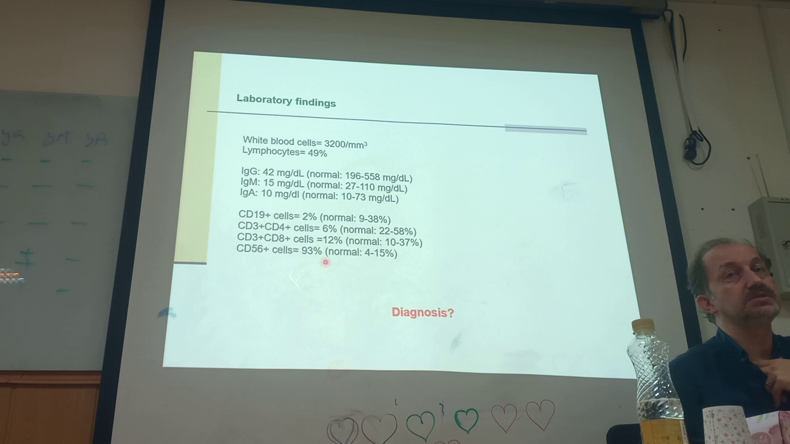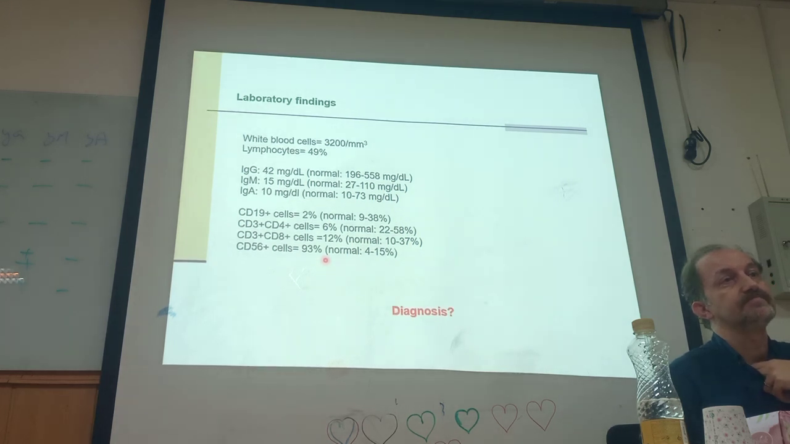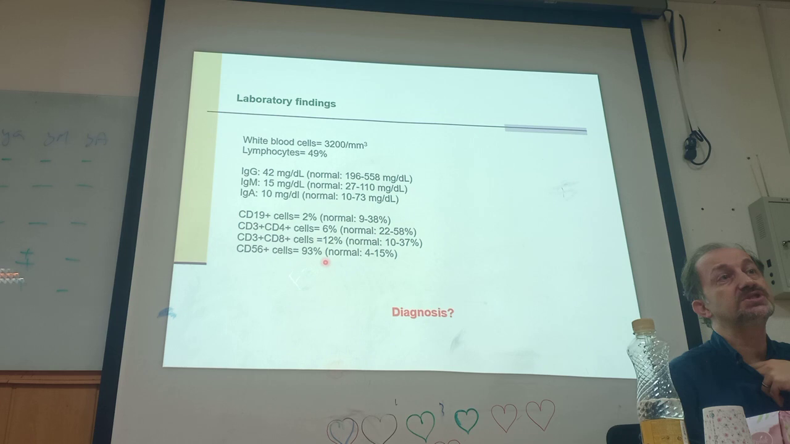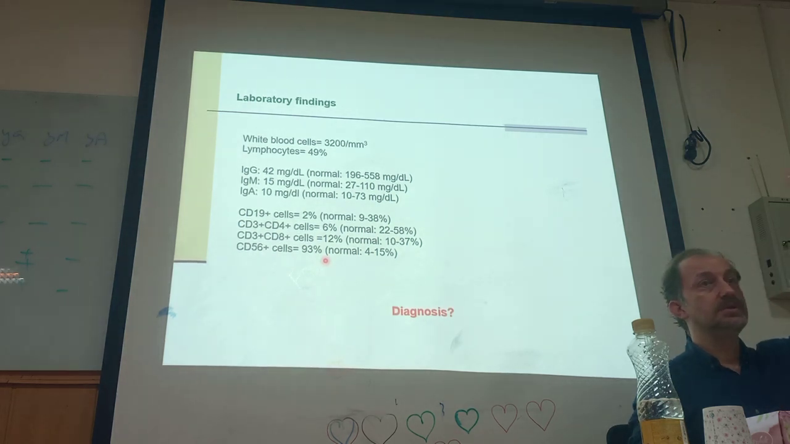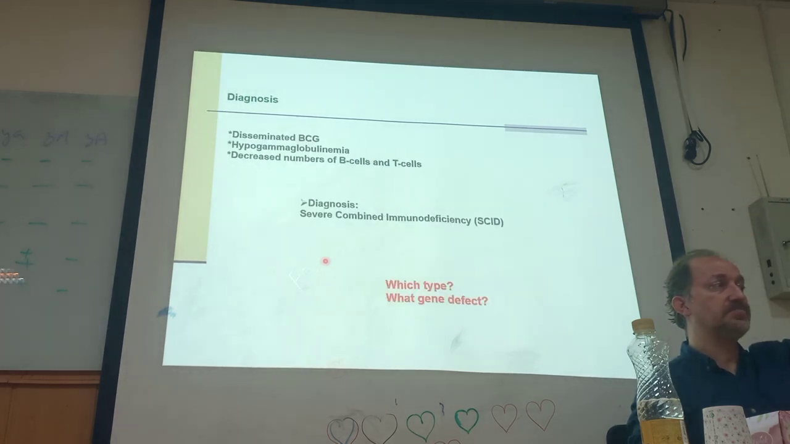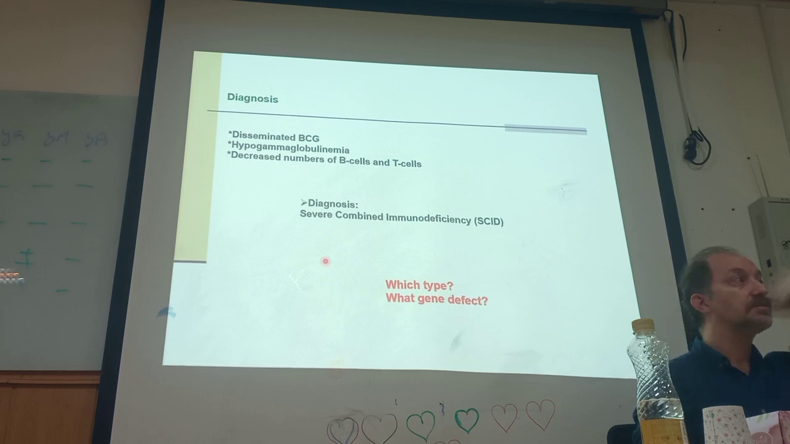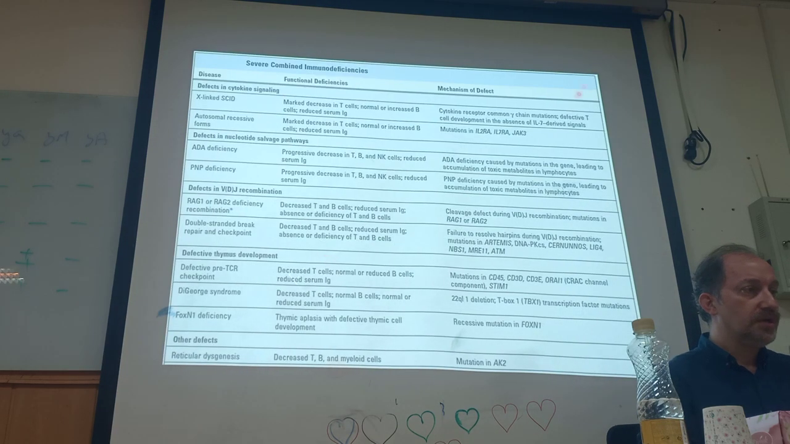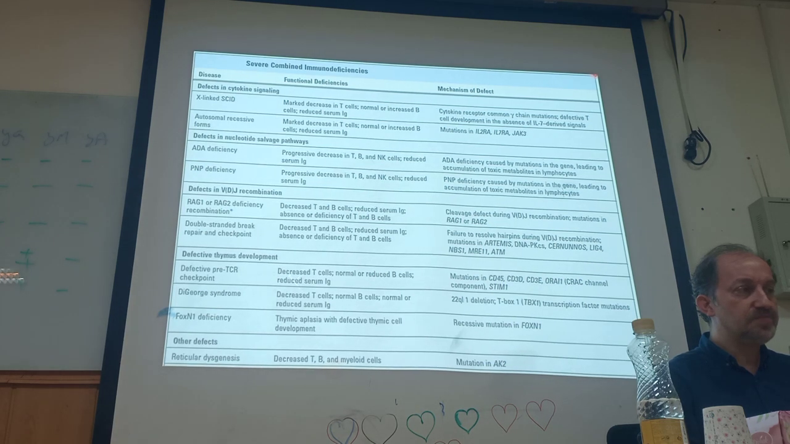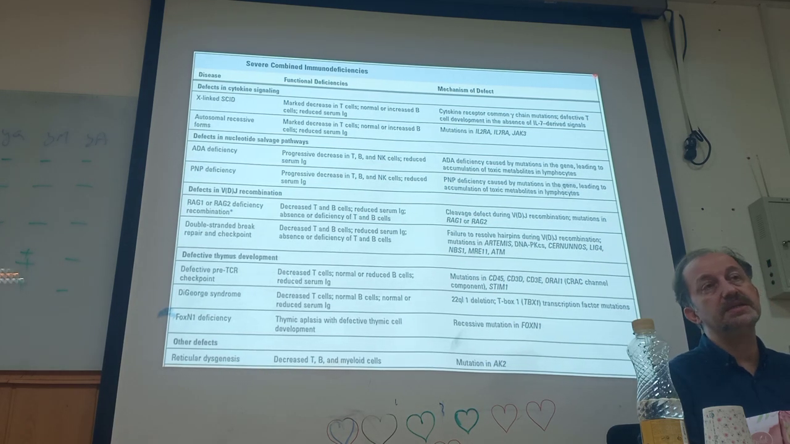So what is the diagnosis? SCID, severe combined immunodeficiency. Which type of SCID? Right. T minus, B minus, NK positive SCID. So the patient has disseminated vesicles, hypogammaglobulinemia, decreased B cell and T cell. So T minus, B minus, NK positive. So what's the genetic defect? Exactly what you mentioned, RAG1 and RAG2. So if you have a look here, you can see T minus, B minus, NK positive, and we detected a RAG2 mutation.